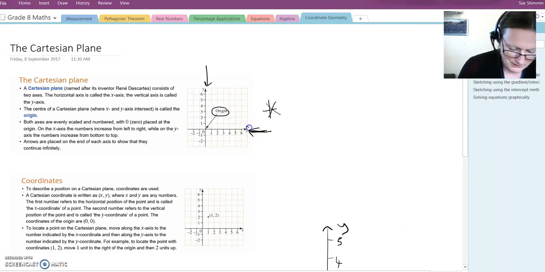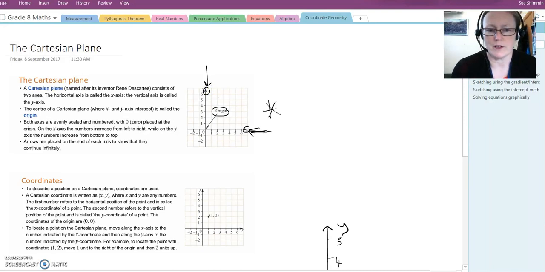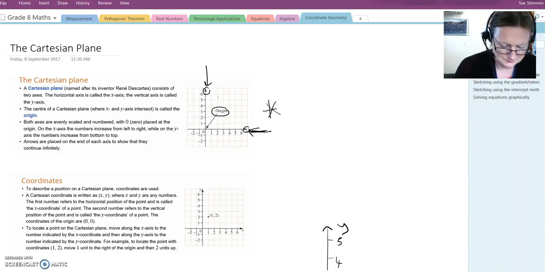Please also note that there are arrows on the ends of the axes. It's just to show that they go on infinitely. We've just stopped because of the paper's size, or you only need to represent a certain amount. But those axes do go on infinitely.